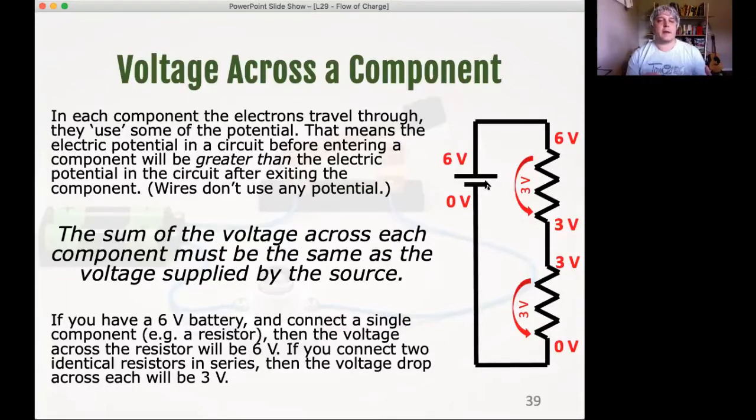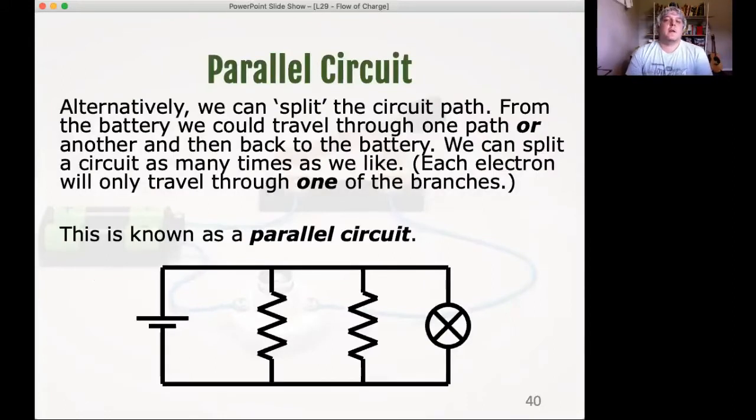By the fact that battery has that potential voltage difference. Hopefully that'll make sense. That is what voltage means in a series circuit, right? The amount of voltage used across each component, the amount of energy needed by the electron to get through it. The other type of circuit that we're going to concern ourselves with is the parallel circuit.